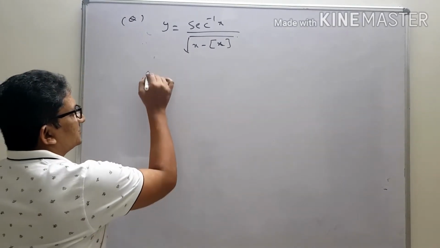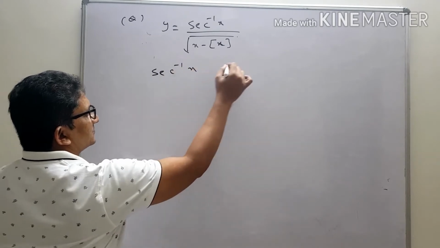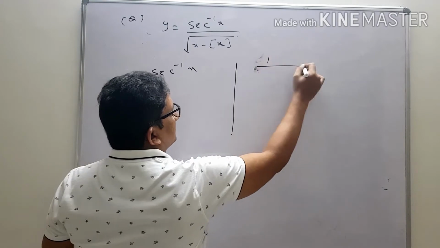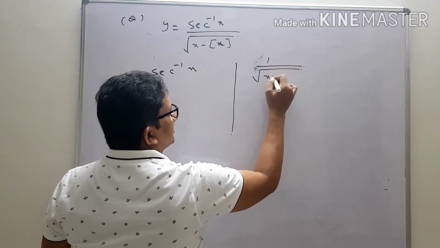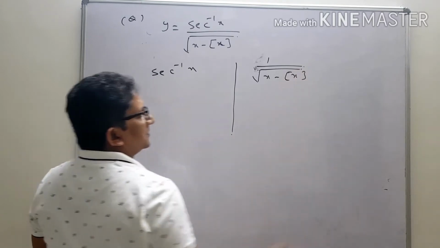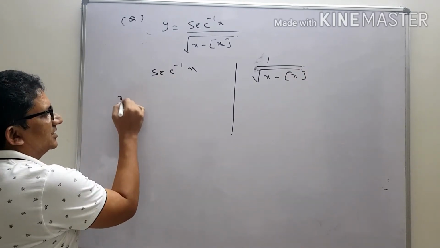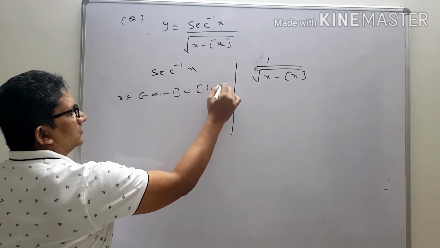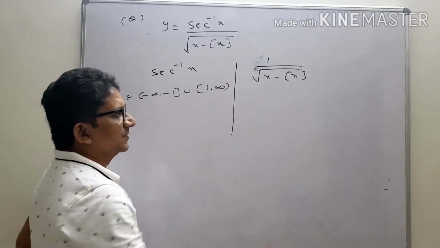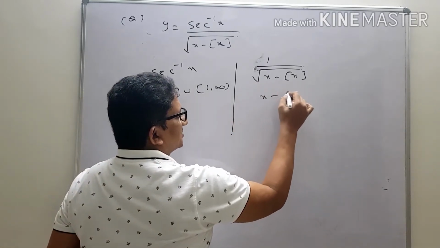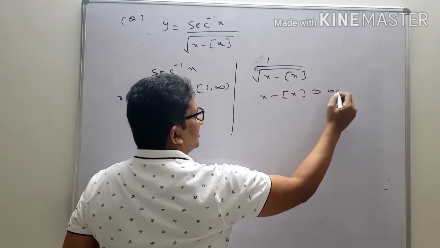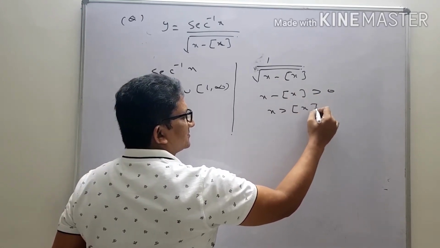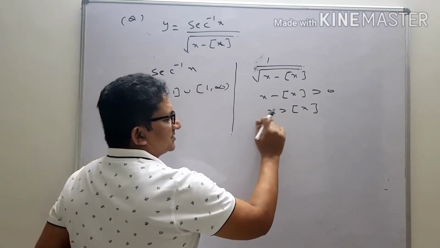First we will handle secant inverse x, and next the other part, 1 by root of x minus step x. Two parts here. The domain of secant inverse x we know: x belongs to minus infinity comma minus 1 union 1 to infinity. So nothing is to be done there. For the other part, x minus step x should be only greater than 0 because it is in the denominator. So x is greater than step x.